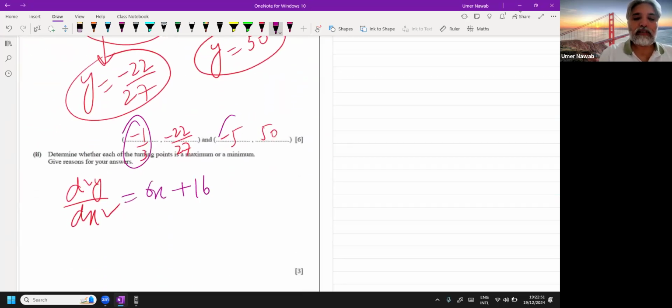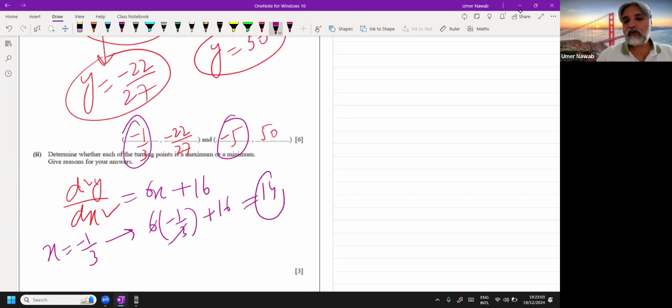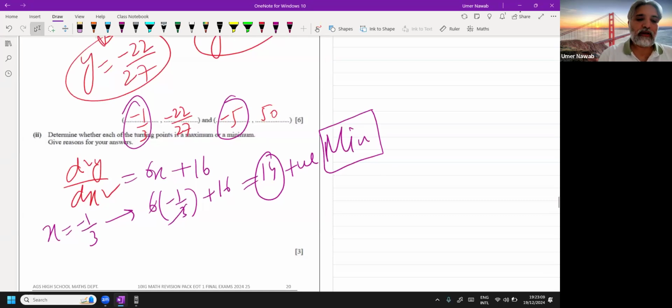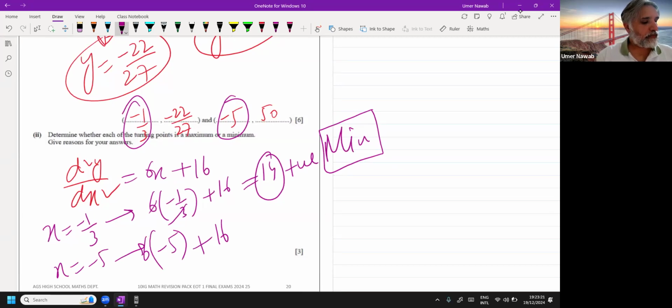So now one by one, substitute the x coordinates. If x is equal to negative 1 over 3, I'm going to plug it here. Boys, it is going to give you 14. So 14 is positive. If it is positive, then I call this point a minimum point. And if x is equal to negative 5, I substitute in the second derivative 6 times negative 5 plus 16. So negative 30 plus 16 is negative 14, which is a negative value. So this is a maximum point.